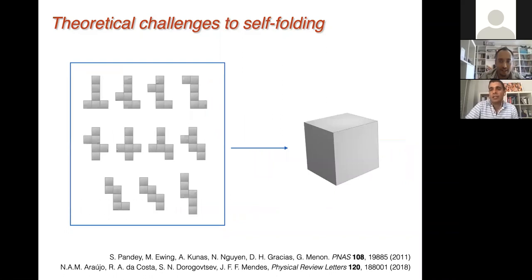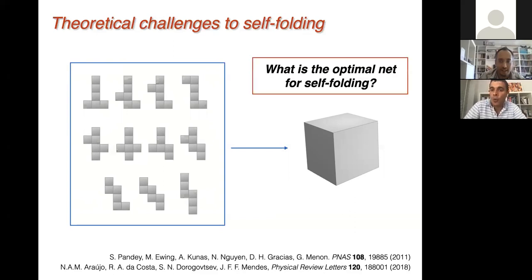Then the question is, even in the case of the cube, we find 11 two-dimensional templates that can fold into a cube, as you can see in the example here on the left-hand side. And so from all of these, if the trajectories are stochastic in nature, and if we have different possibilities of obtaining the cube, the natural question for the microscale is, what is the optimal net for self-folding? Here in the sense of avoiding misfolding. From these 11 structures, which one is the best one for folding?